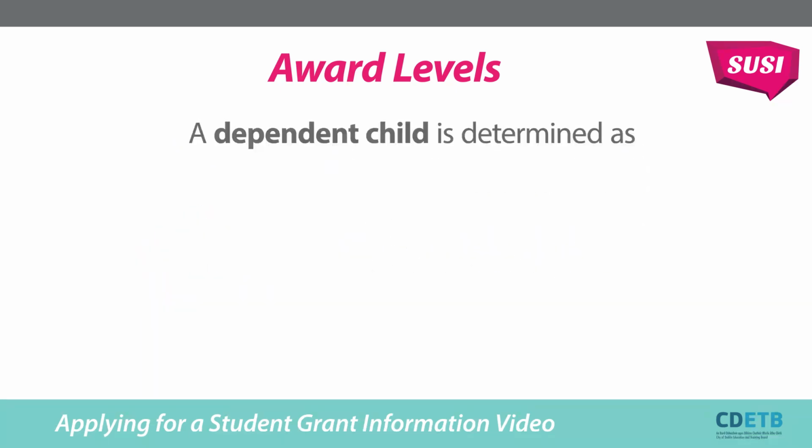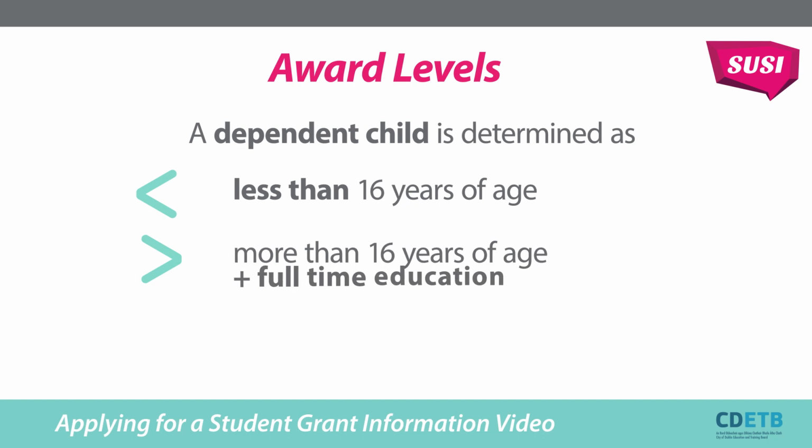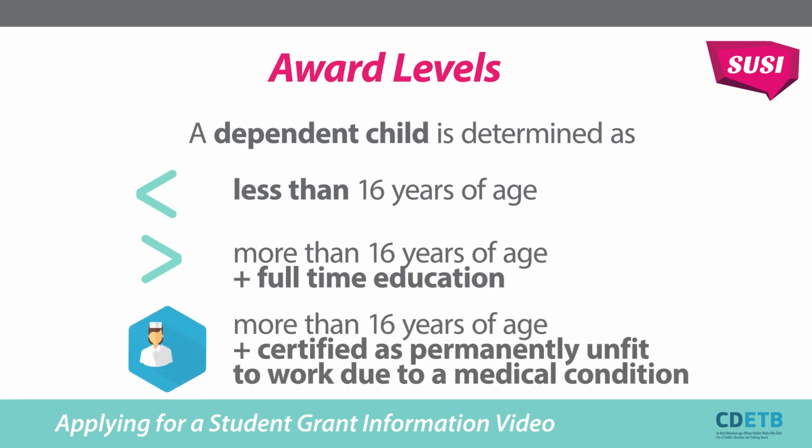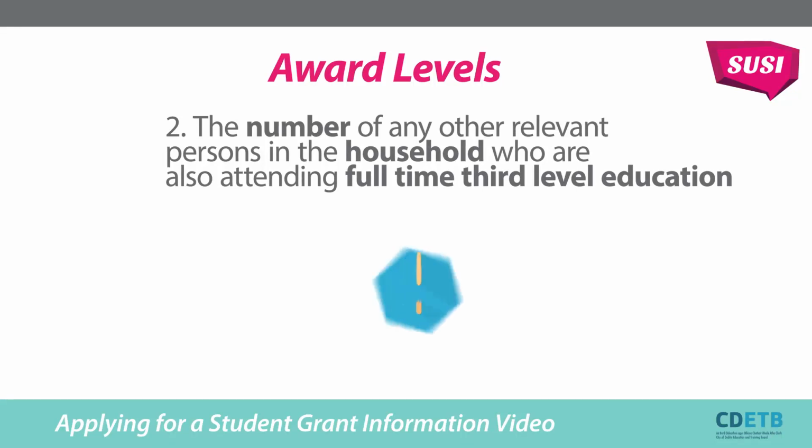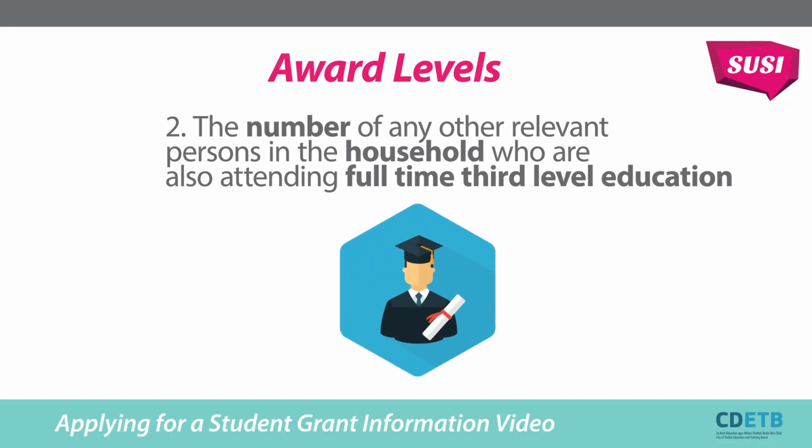A dependent child is determined as a child being under 16 years of age, a child over 16 years of age and who is in full-time education, a child over 16 who is certified as permanently unfit to work due to a medical condition. 2. The number of any other relevant persons in the household who are also attending full-time third-level education.